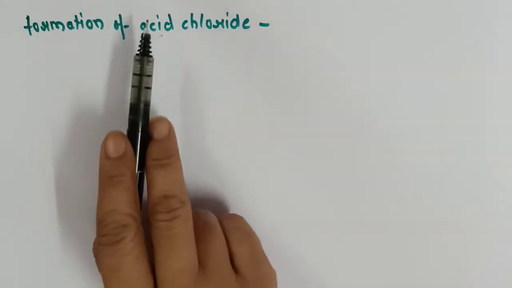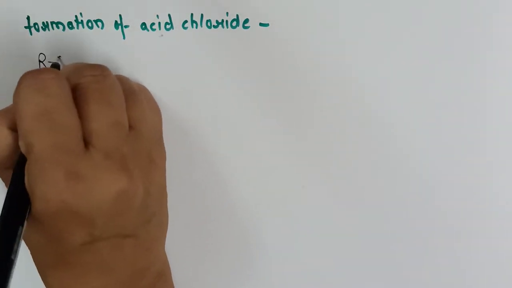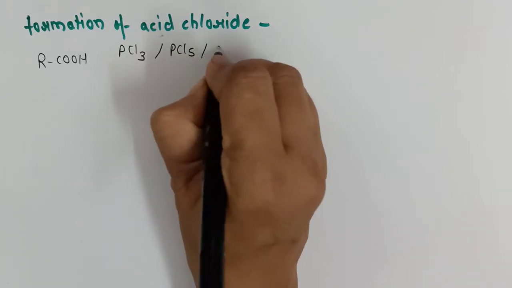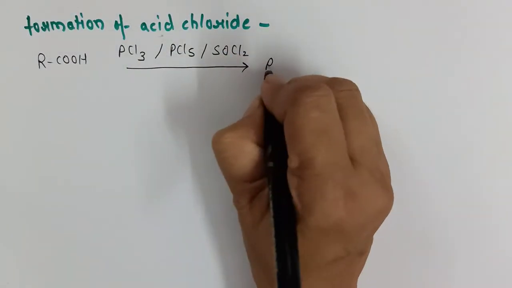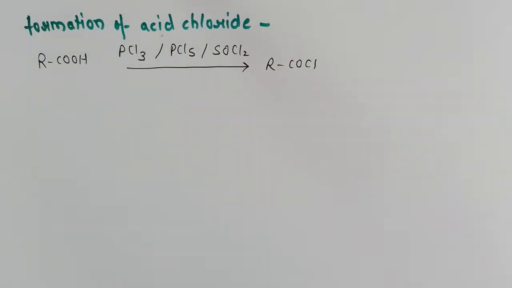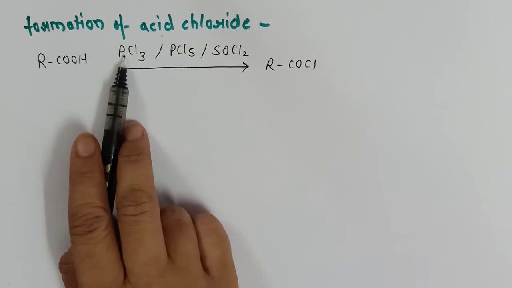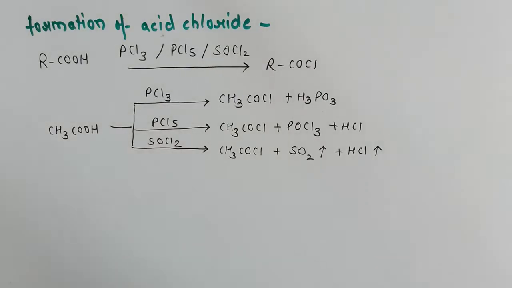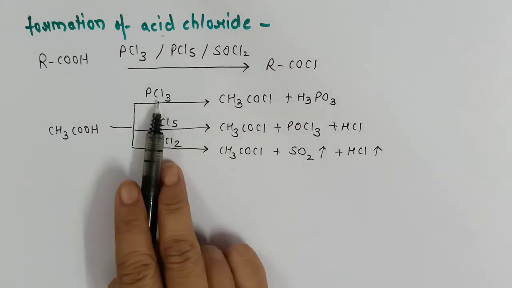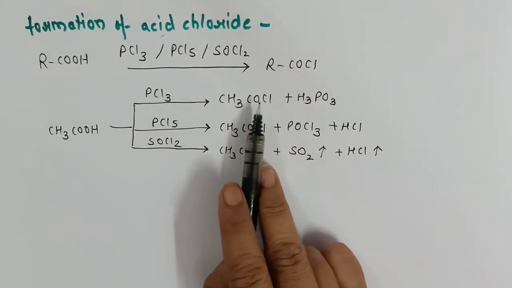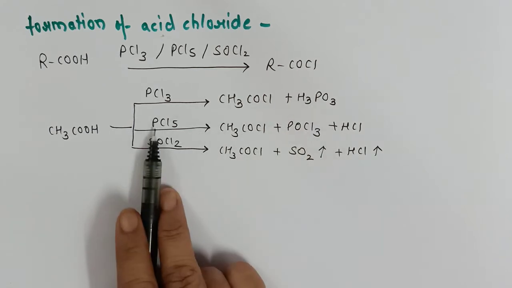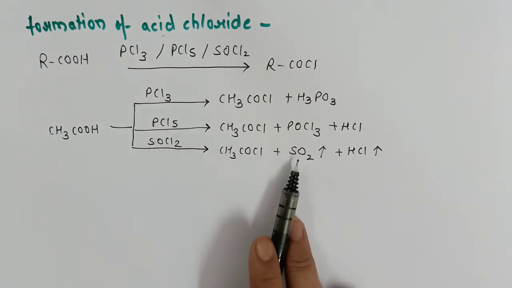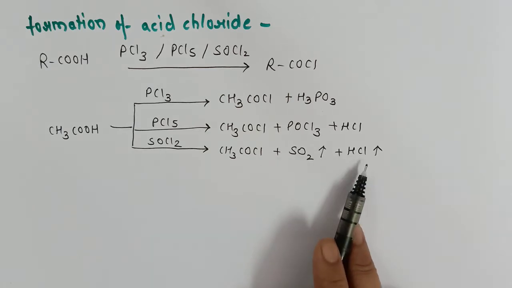The next acid derivative which we are going to discuss is acid chloride. Carboxylic acid, when it is treated with any of the reagents like phosphorus trichloride, phosphorus pentachloride or thionyl chloride, gives us acid chloride. The byproducts will differ depending on whether you are using phosphorus trichloride, phosphorus pentachloride or thionyl chloride. Let us discuss one example. So ethanoic acid, when treated with phosphorus trichloride, gives us acid chloride along with the formation of phosphorus acid. With phosphorus pentachloride, we get phosphorus oxychloride as a byproduct, and with thionyl chloride, we have already seen that we get gases like sulfur dioxide and HCl as a byproduct.